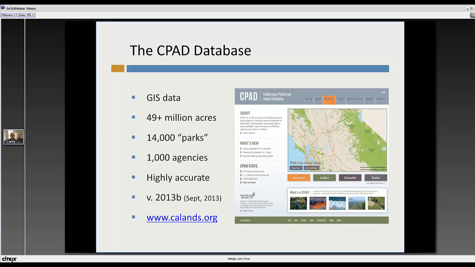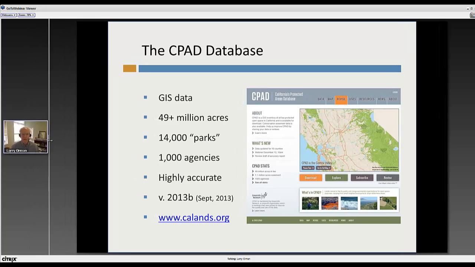The database itself is quite large. It's really the most robust data set of its kind in the country. There's 49 million acres. The most interesting statistic to me is this one here: there are 1,000 agencies represented in the CPAD data set. I'm always kind of amazed when we add that number up, but it's a very, very good data set.